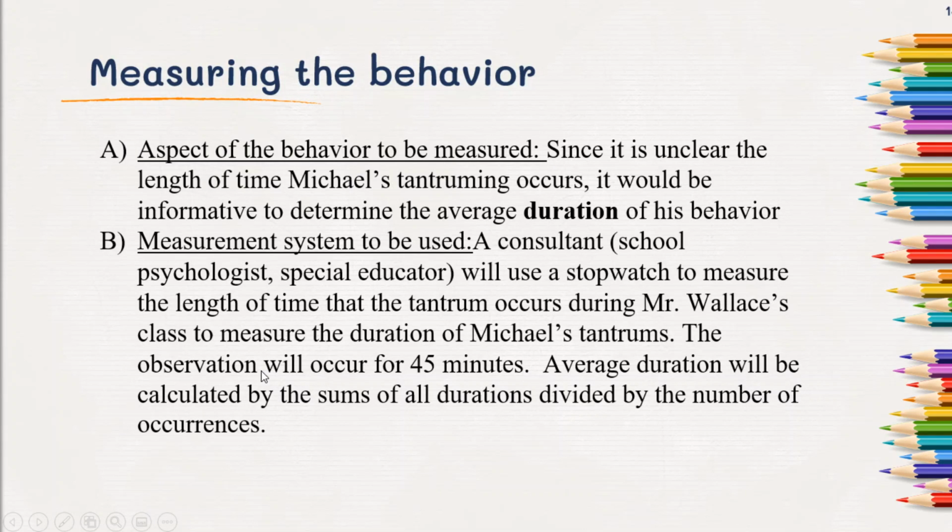Next part of your assignment is you're going to pick a method to measure the behavior. There can be more than one right answer for this. Just make sure that you are able to justify why you are using that measurement system based on what we're seeing in the prompt. So before I explain why I chose duration, let's go back to this prompt.